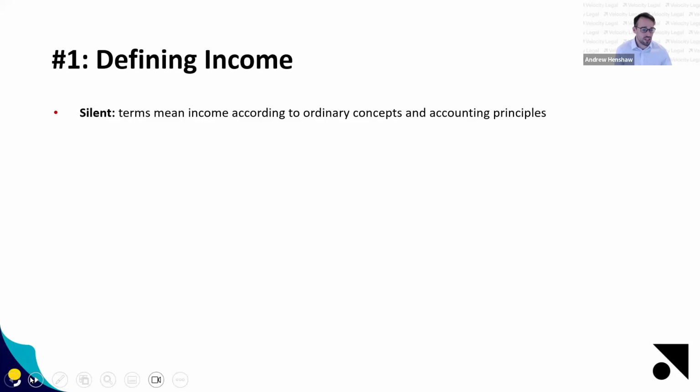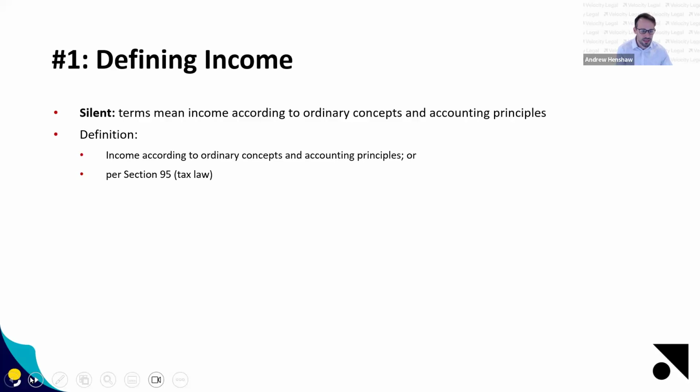You might have a situation where the deed's silent, so it doesn't actually define income. Older trust deeds are typically in this category. And if that's the case, then income will take its ordinary meaning, which is essentially accepted to be ordinary concepts and accounting principles. So it wouldn't have a capital gain, for example. Yes. So one big thing is if it's ordinary accounting principles, you're generally not going to have a capital gain included in that definition of income.